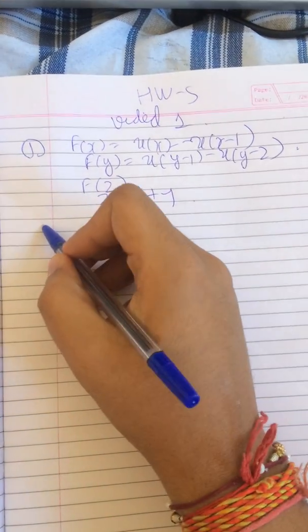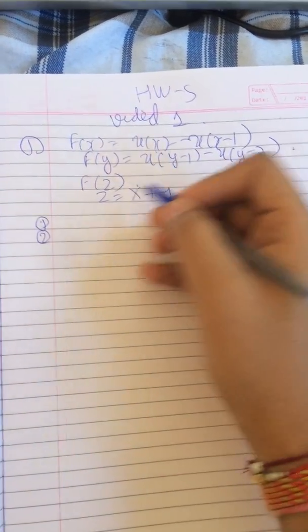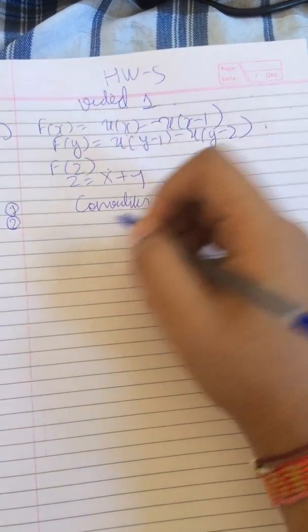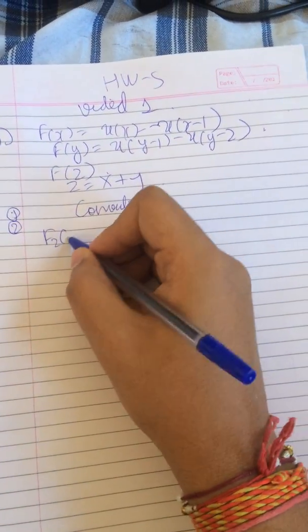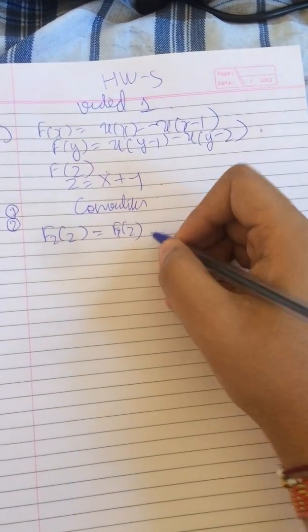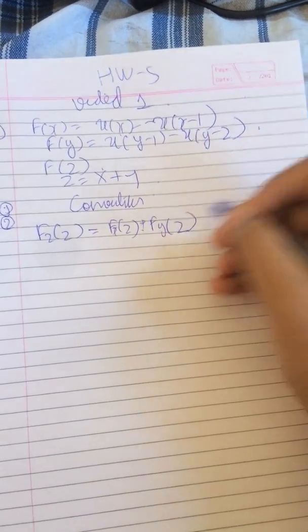Now there are two methods to solve this: convolution and the geometric method. First we'll start with the convolution. The formula for the convolution method is f of z is equal to f of x of z convolved with f of y of z.